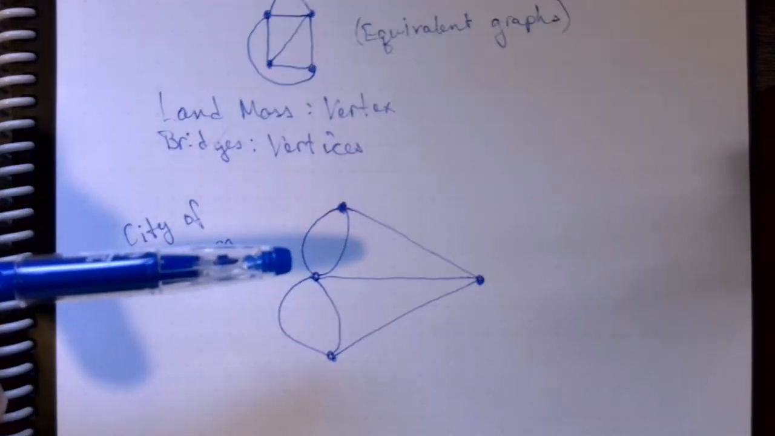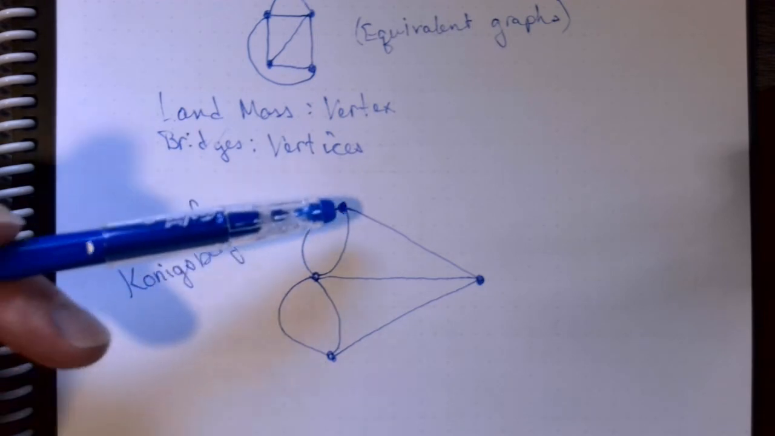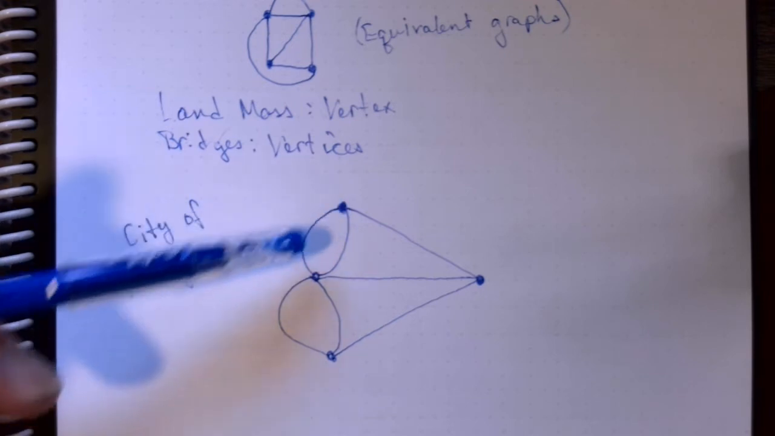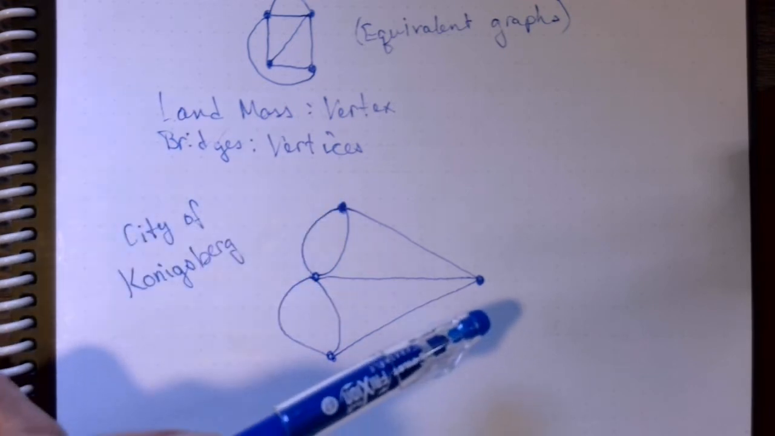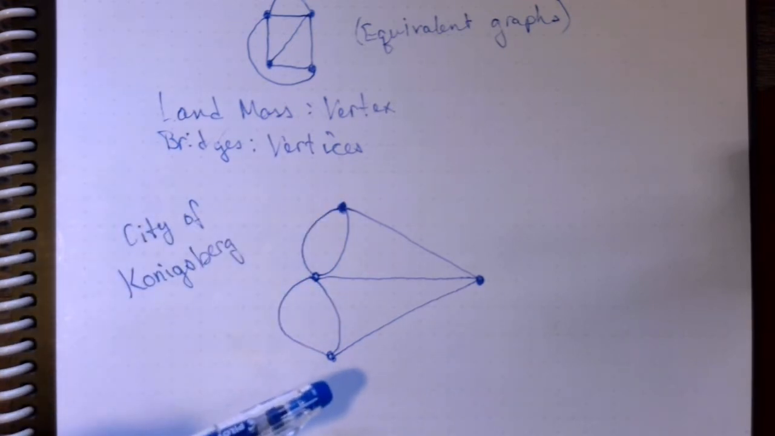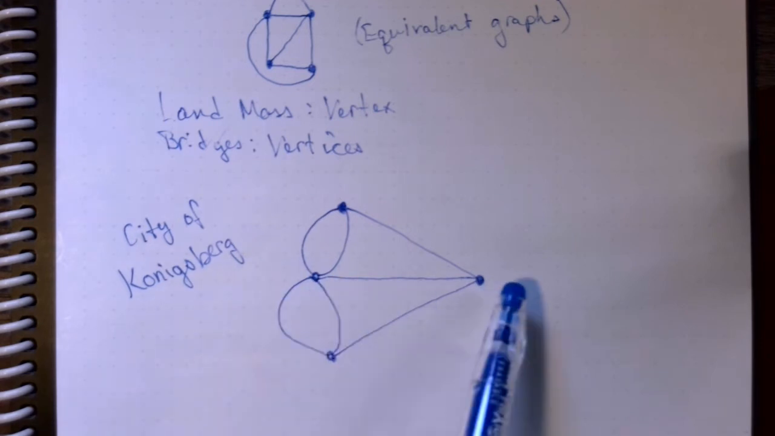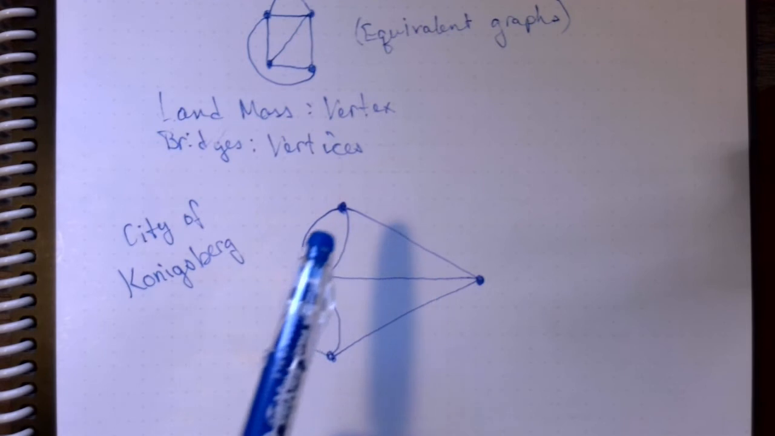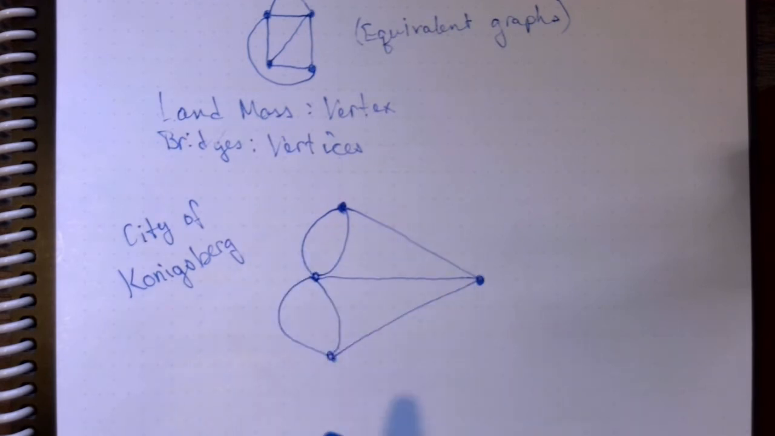So here we've got our vertices and edges. This vertex represents the north shore, these two represent the islands, and this is the south shore. You'll remember the two islands were connected via one bridge, and there were three bridges connecting the north shore to the various islands. Same thing with the south shore.